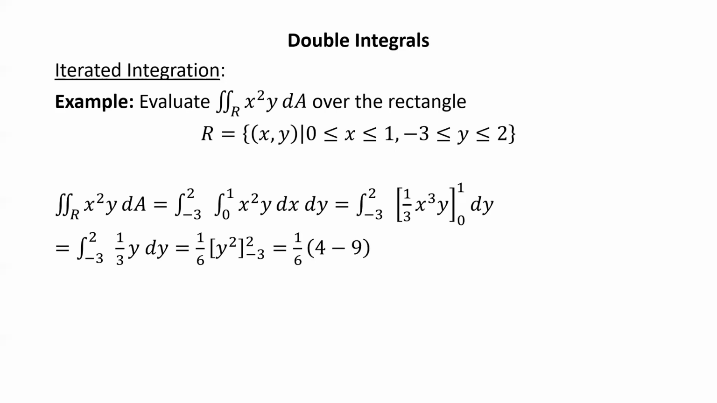When we plug in the 2, we get 2 squared, which is 4. When we plug in the -3, we get 9. So we have 1/6 times 4 minus 9, which is -5/6.